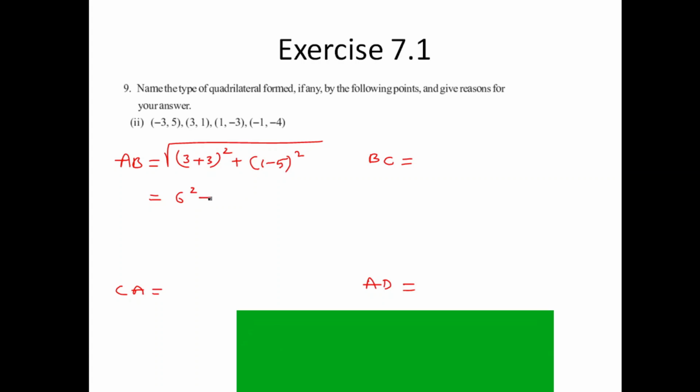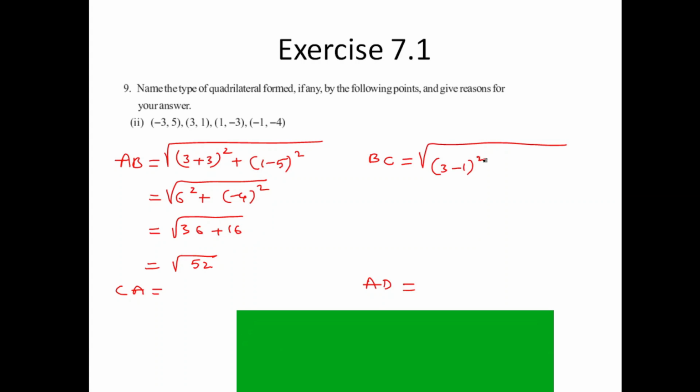Here we are having 6 square plus minus 4 square, isn't it? Now, what I'll get is that is 36 and over here 16. So when I'm adding these two over here, what is the resultant? It is 52, isn't it? So similarly, let us look at BC also. That is your x2 minus x1 to the whole square plus y2 minus y1 to the whole square, isn't it?